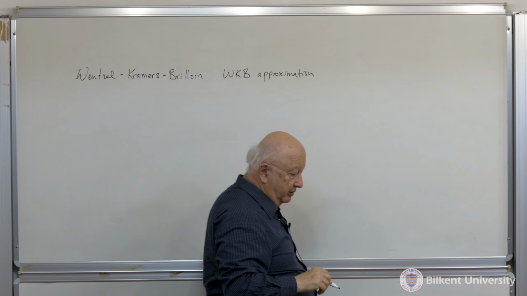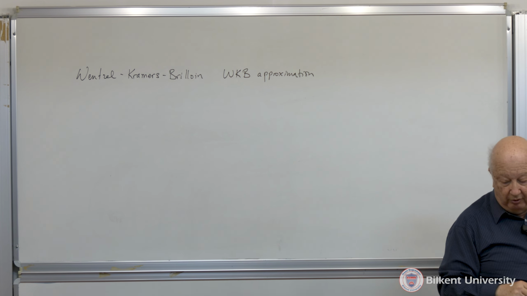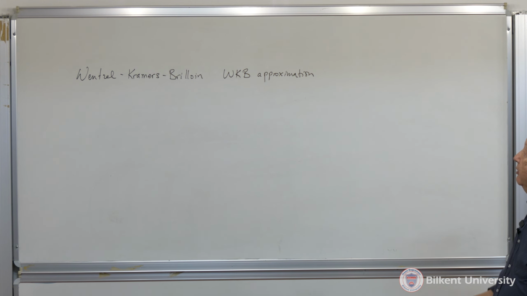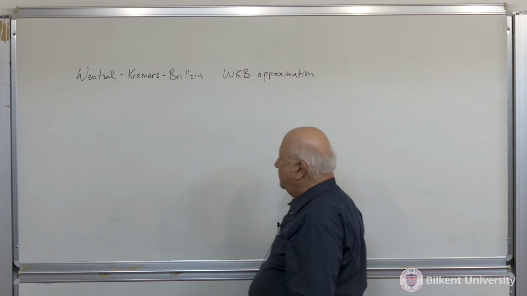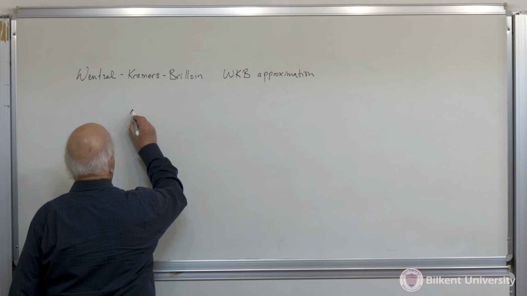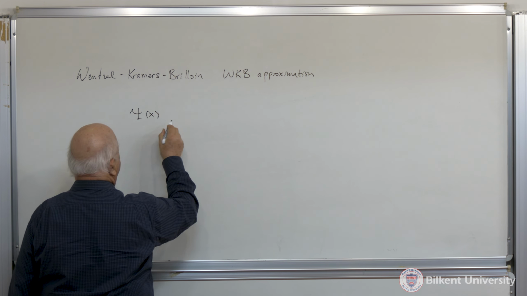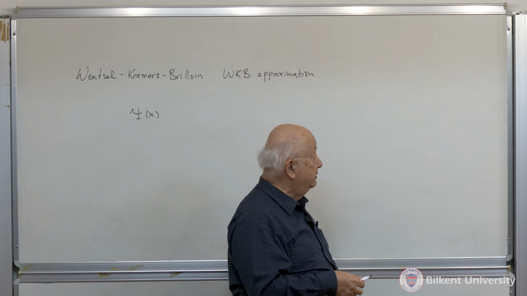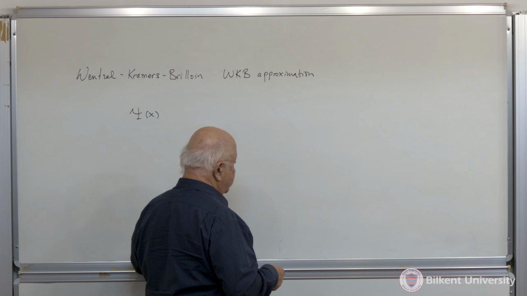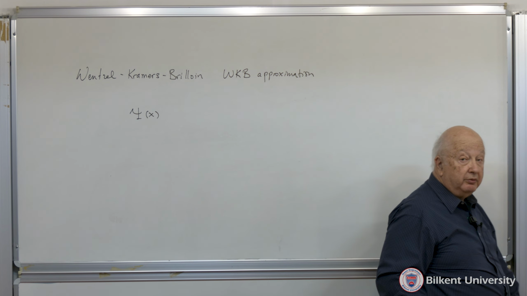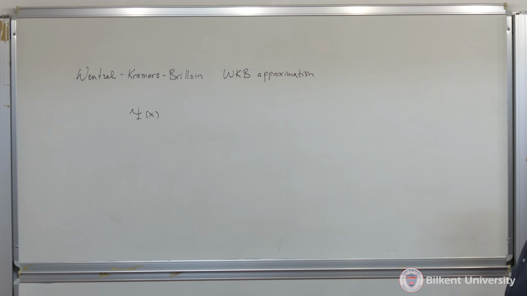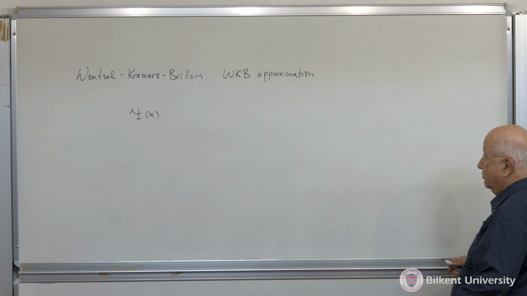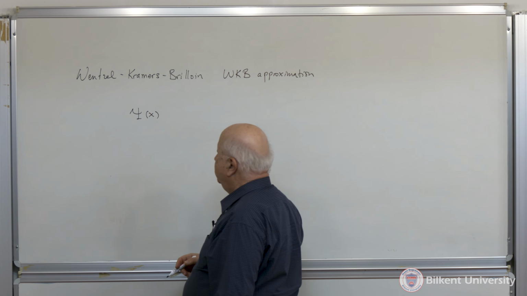Okay, it's a nice, powerful method to obtain approximations to the time-independent Schrödinger equation. So what we are after is we are trying to find what psi of x is. Psi of x is some function which obeys the Schrödinger equation, and especially if we are looking at the eigenfunctions of the Schrödinger equation, then we are trying to obtain approximation to the eigenfunctions.